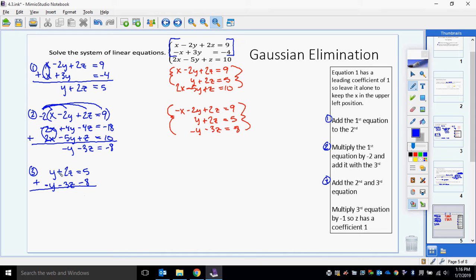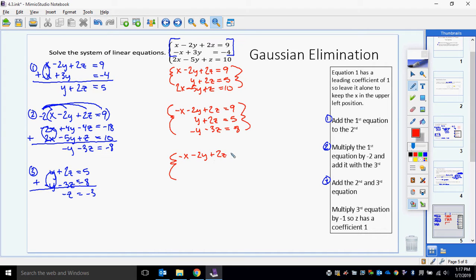Because when I add the equation 2 with equation 3, my y's cancel. A 2z plus a negative 3z would be a negative z. And a 5 plus a negative 8 would be a negative 3. Okay, so what equation did I just change? That was equation 3. So let's rewrite our system again, just so we're keeping track of what all's going on.